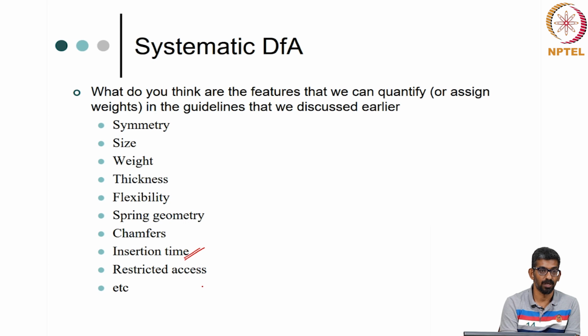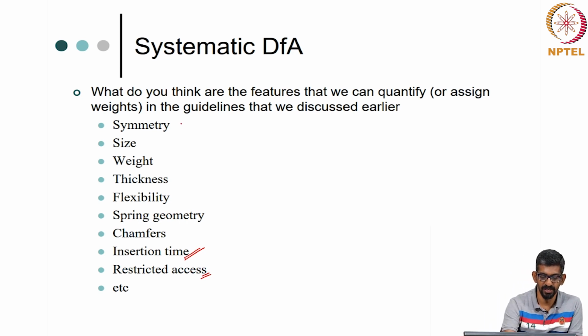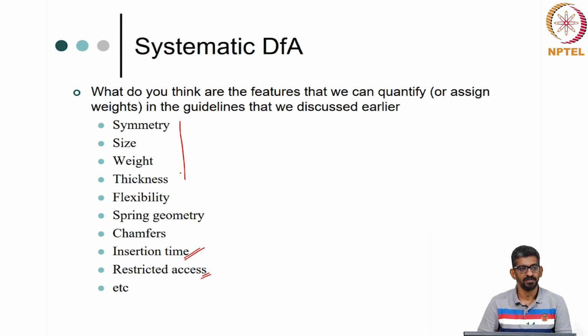Imagine that someone put a spark plug where you need to go underneath the chassis of the vehicle and you need a special tool to remove it. Half of the automobile market will suffer. So, restricted access, and there are a lot of other things as well. These are some guidelines, for instance, symmetry, size, weight, which we discussed in one sense.